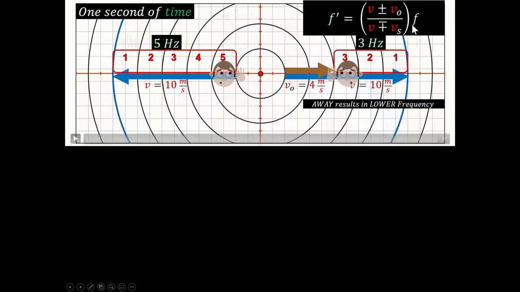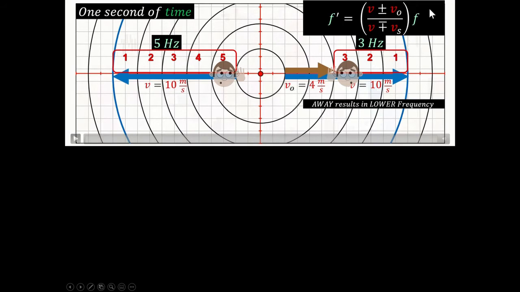But this F here stands for frequency, but it is the frequency of the source. Just what is the source doing? How many waves per second is it creating? And we call this F prime. If you're in calculus, you might recognize that as the first derivative, but we are not using it in that sense at all. F prime here just stands for the new frequency.